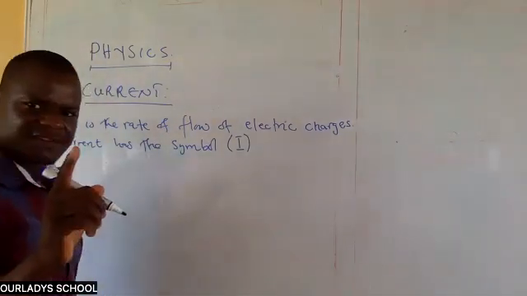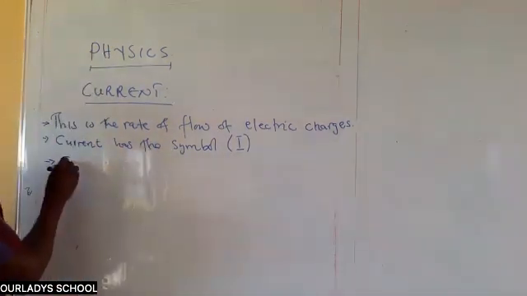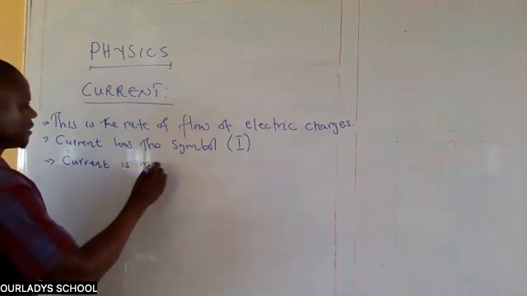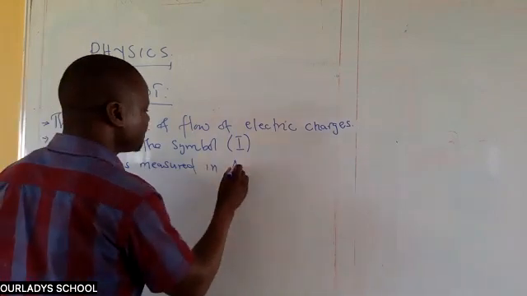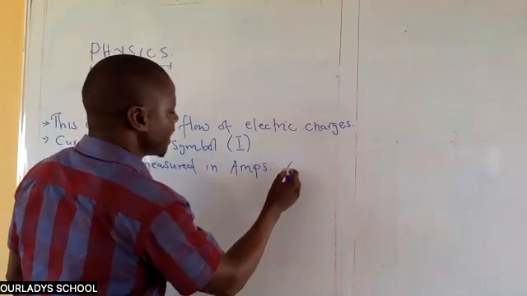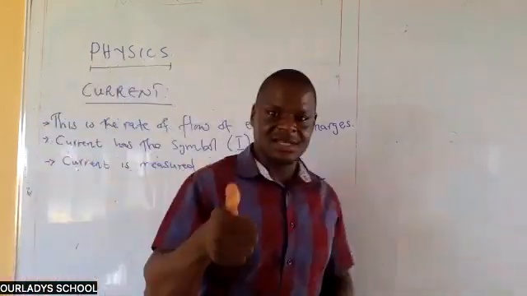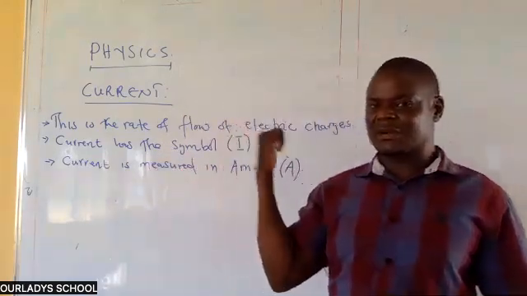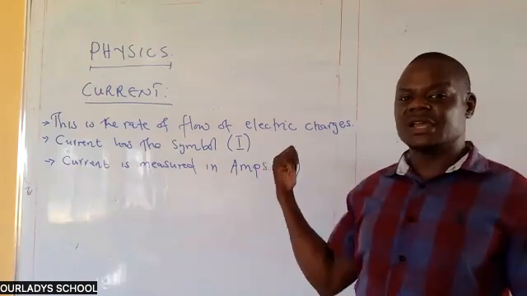So it being a physical quantity, there must be the units in which it is measured. Current is measured in amps, and the symbol for the unit is capital A. Not small a. Small a, you're talking about acceleration. So we use capital A, though at times we use capital A for area.